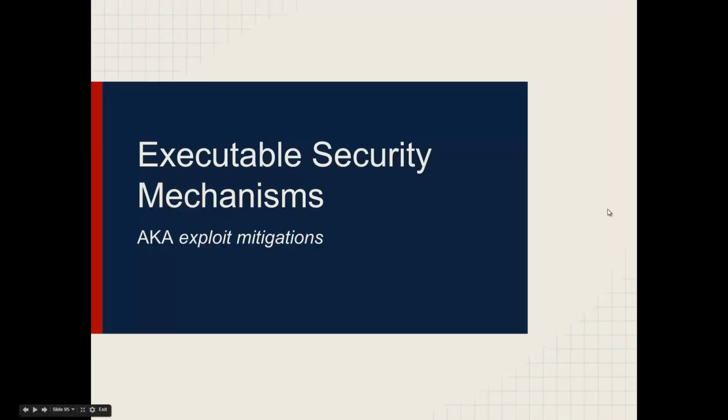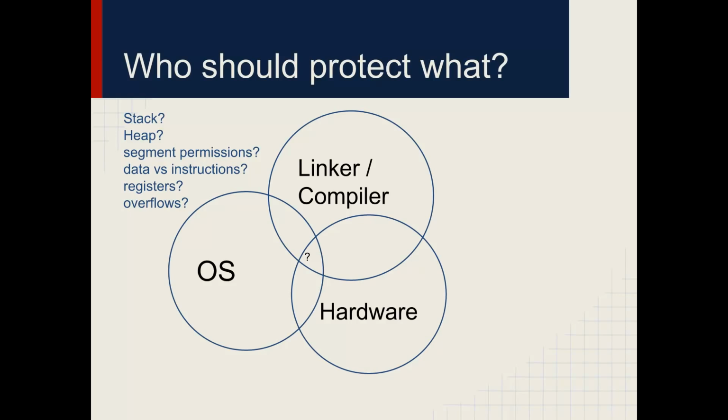Alright, those demos are over, and the rest of the lecture is dedicated to defenses against exploit techniques, and we're going to talk about executable security mechanisms, or as we call them, exploit mitigations. One of the key questions we're going to ask through this lecture is who should protect what? Obviously, we should expect the developers to write secure code and not have any bugs at all, which is unreasonable. But are there ways, for bugs that happen to be vulnerabilities, to mitigate their exploitability?